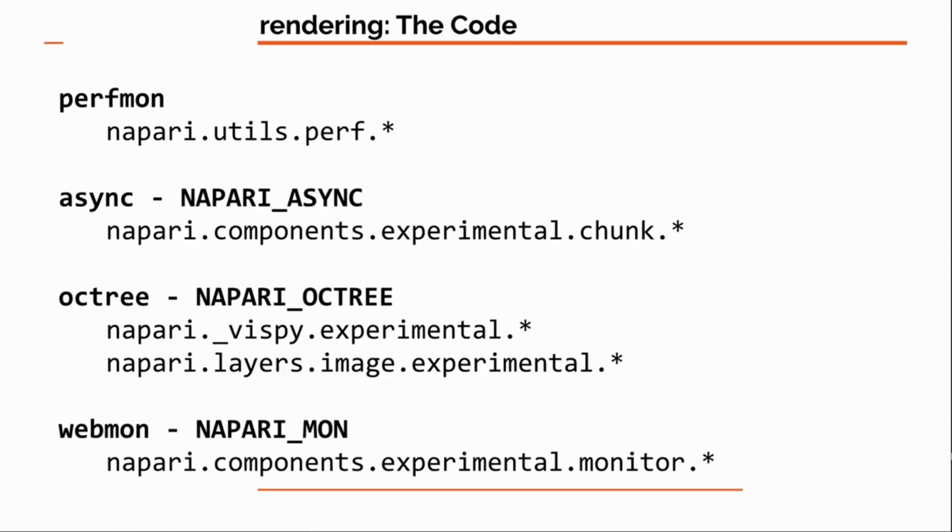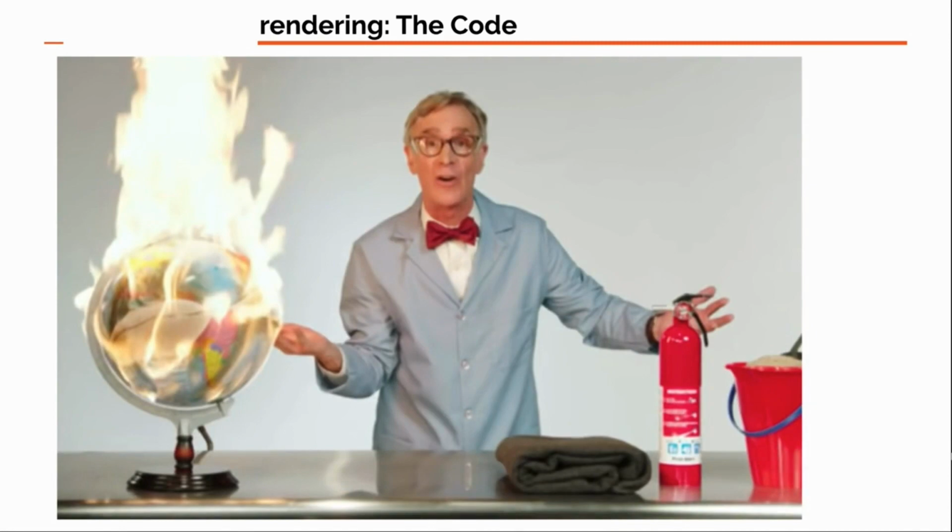So the code that I've been talking about that I wrote during 2020 is listed here. You can pause and look at this. I will say that the last three projects, async, octree, and webmon, are experimental. So we invented this category of code called experimental. And it's not just a label. It actually means that if Napari starts without one of those feature flags, it will not even import and certainly not run the code. That means even if there's a horrible bug in the experimental code, it won't affect mainstream Napari. So I really like that model.